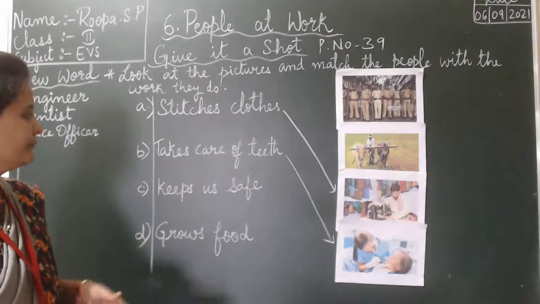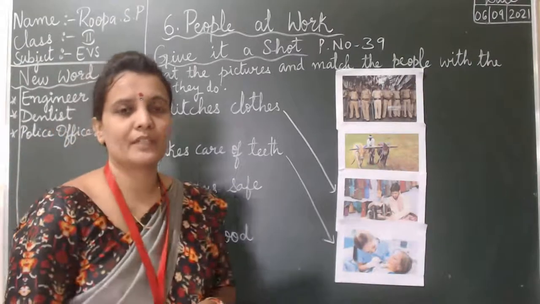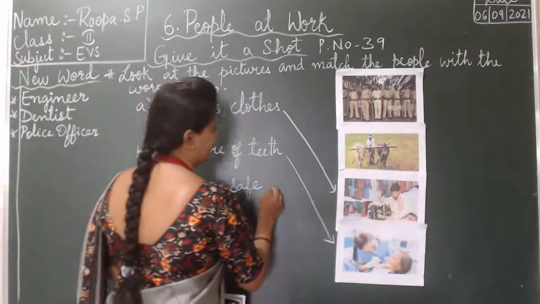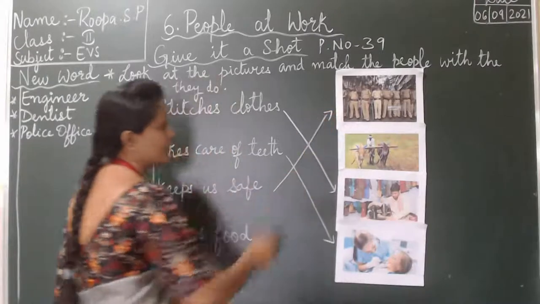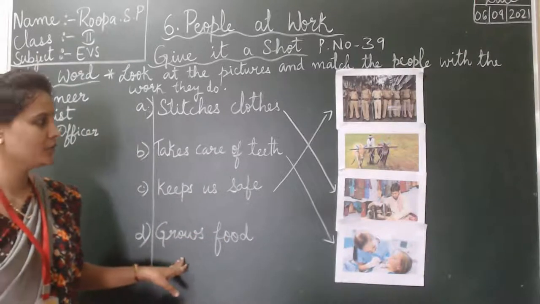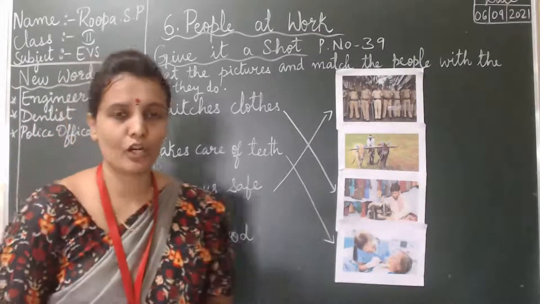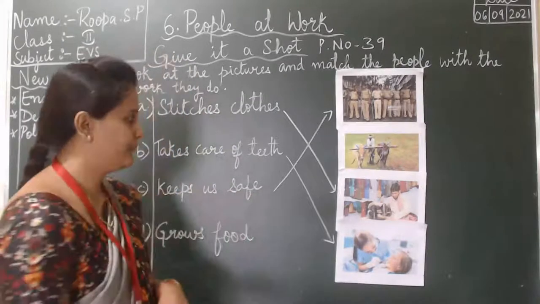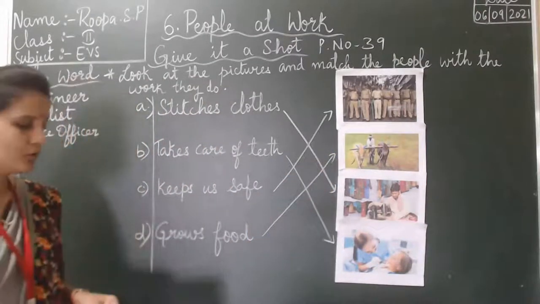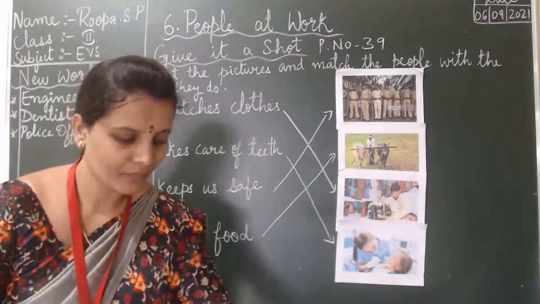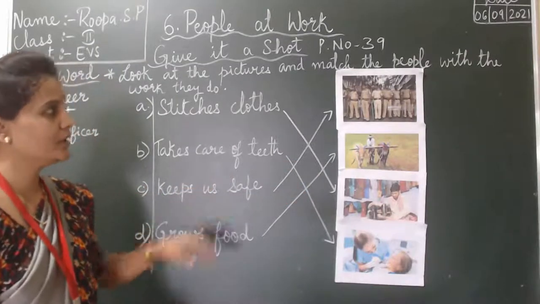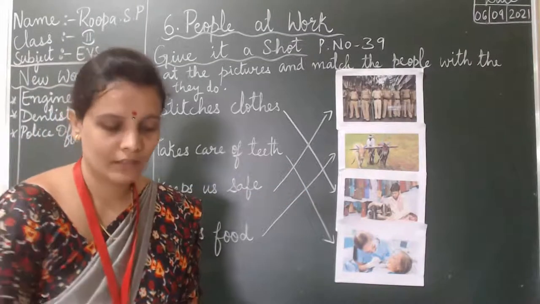Then third, C keeps us safe. Who keeps us safe? See the picture, children. Yes, police officer. So match C to the police officer. Then the last remaining is grows food. Who grows crops, food for us, children? Farmer. So match D to the second picture. Farmer grows food for us. So these are the people who work. I'll give 2 minutes time for you, children. Complete this activity.